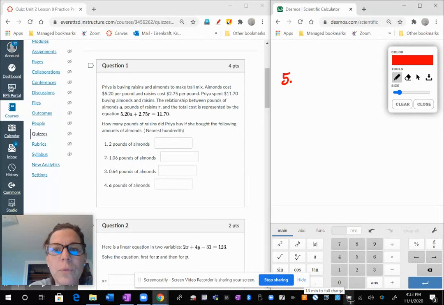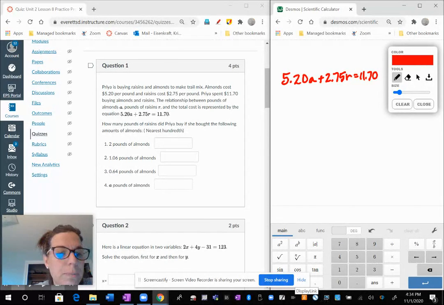So I have 5.20. That's representing the total spent on almonds. 2.75 times our total spent on raisins. 11.70 is the total she spent altogether. So it looks like what's going to happen is they're going to keep asking us how many raisins did she buy, and they're going to give us different amounts of almonds to keep plugging in. Okay, so in this first one, let's just plug the first one in. The first scenario says what happens if she buys 2 pounds of almonds.